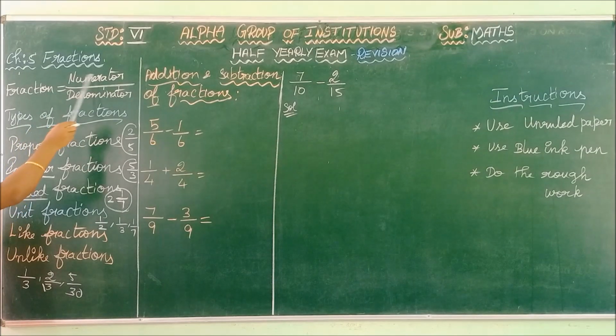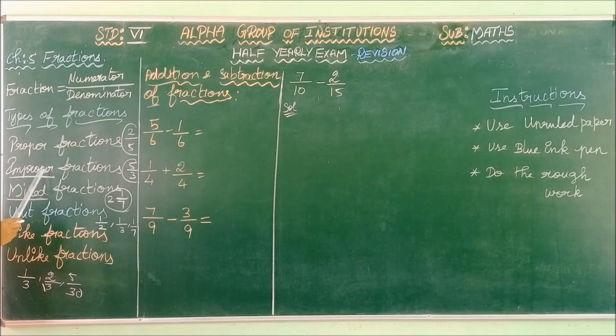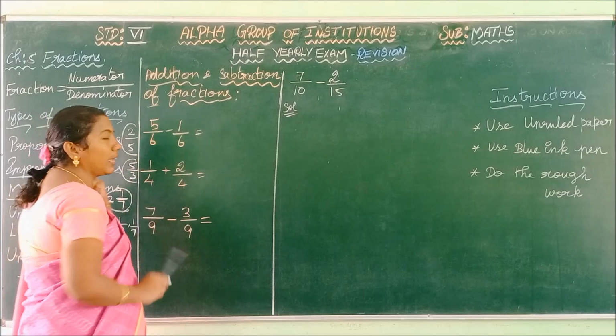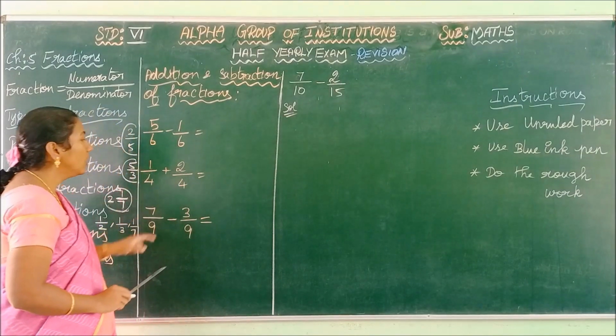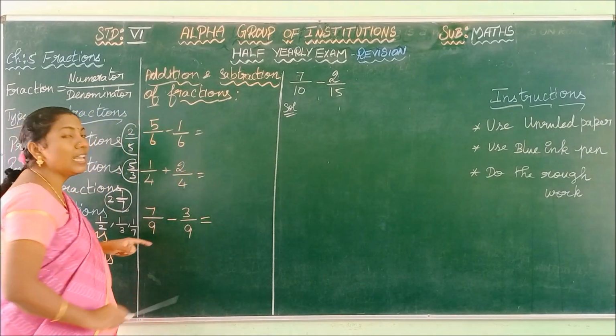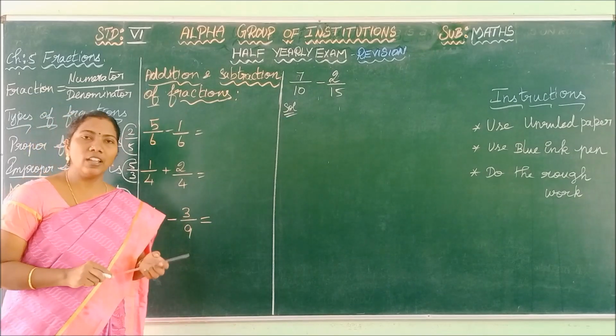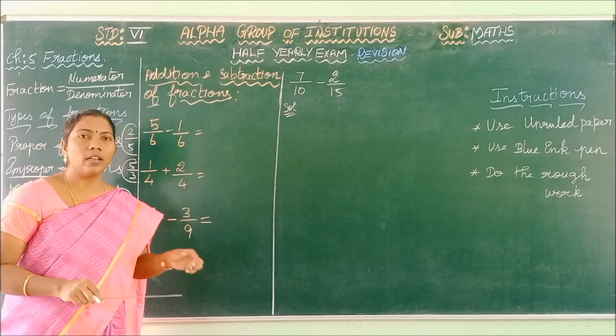The fraction contains a numerator as well as a denominator. Based on the value of the numerator and denominator, we are classifying fractions as proper, improper, mixed, unit, like and unlike. Next, we are going to see how to add and subtract fractions. Here we have taken only like fractions. If it is a like fraction, we can easily add or subtract it.